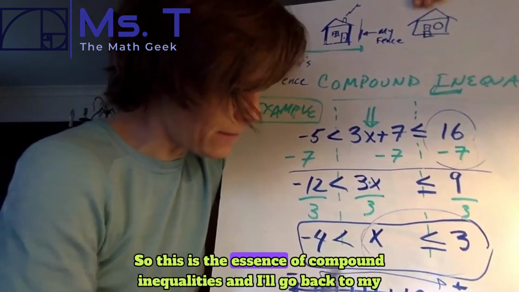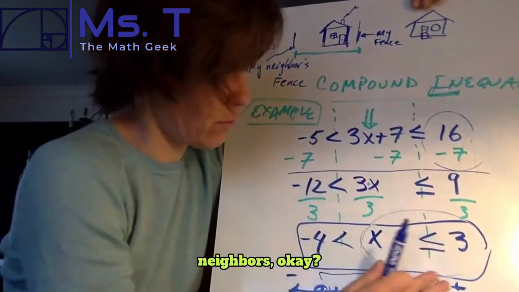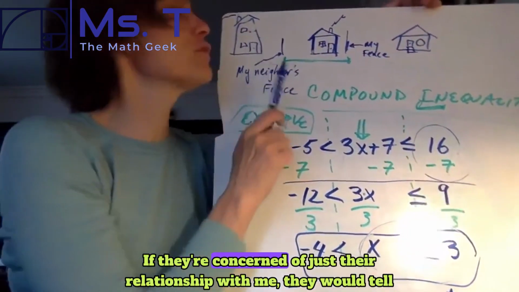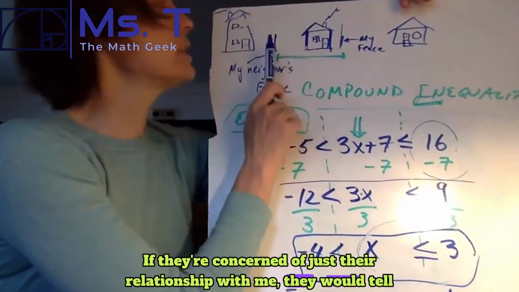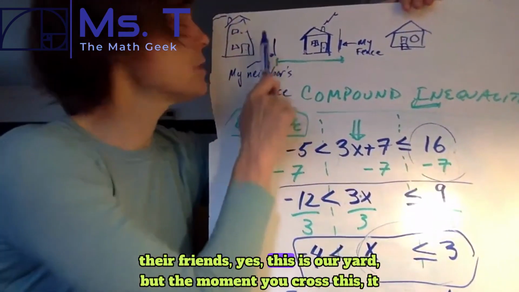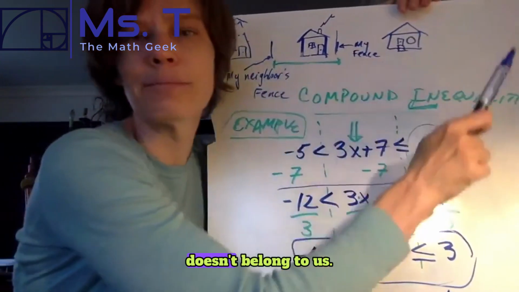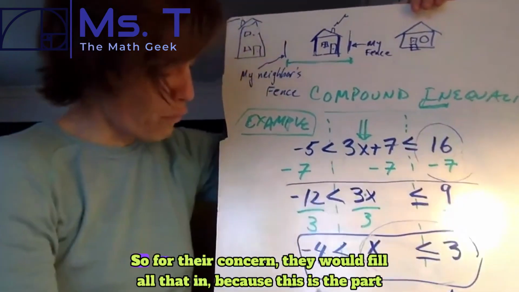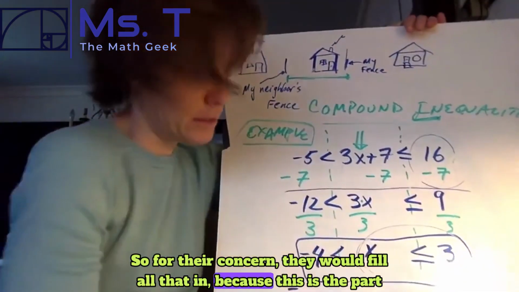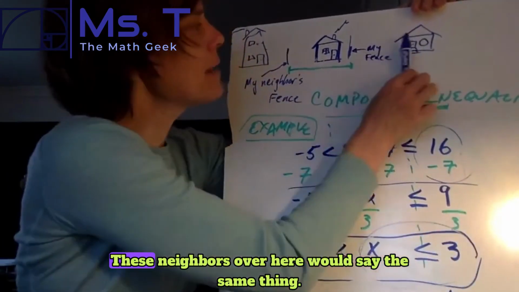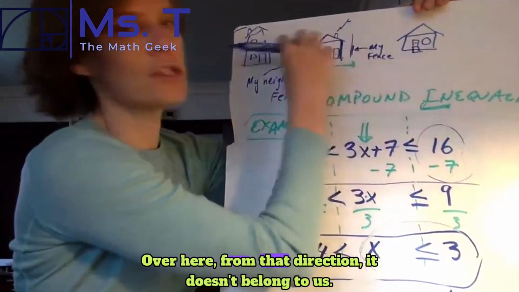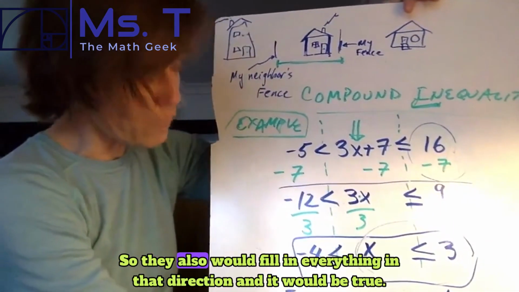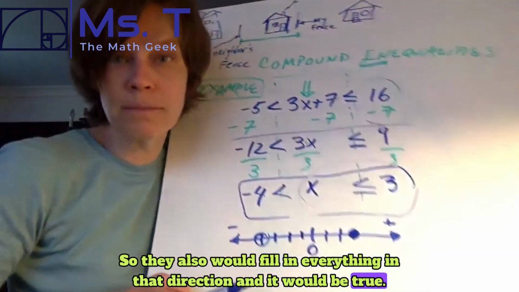So this is the essence of compound inequalities, and I'll go back to my neighbors, okay? If this neighbor over here, they're really awesome people. If they're concerned of just their relationship with me, they would tell their friends, oh yes, this is our yard, but the moment you cross this, it doesn't belong to us. It's very vague, and that's true. It doesn't belong to them. So for their concern, they would fill all that in, because this is the part they care about. These neighbors over here would say the same thing. Over here, from that direction, it doesn't belong to us. But again, it's vague. It's not specifically about my house. So they also would fill in everything in that direction, and it would be true.